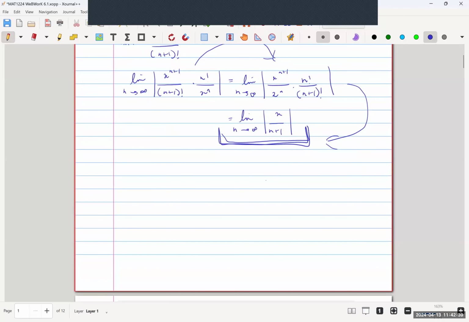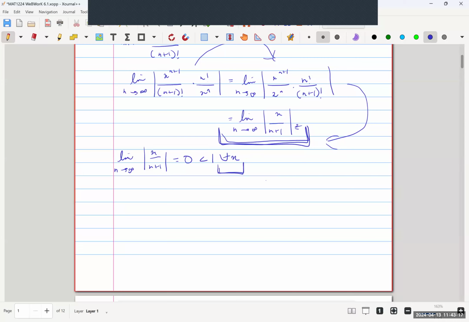Now, applying the limit as n approaches infinity, it just goes to 0 because n is in the denominator, and we know that by now. So this limit as n goes to infinity of x over n plus 1 is equal to 0. And because this limit is less than 1 for all x, the series converges for all x.